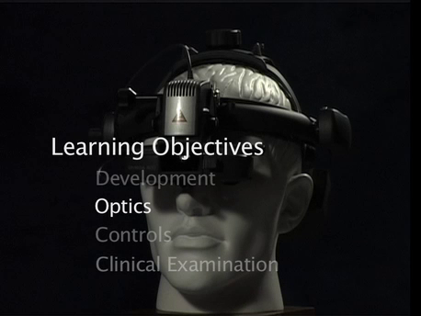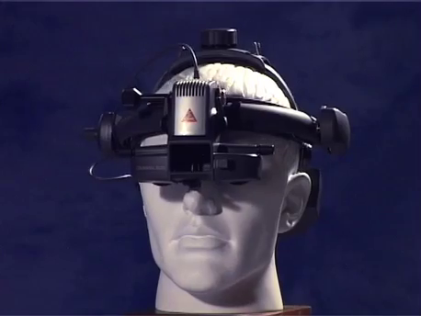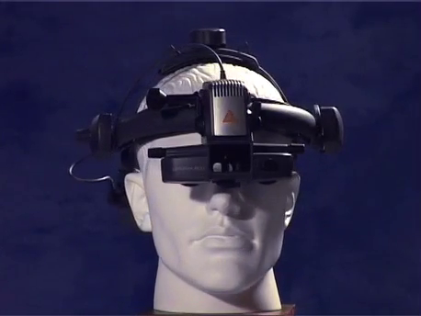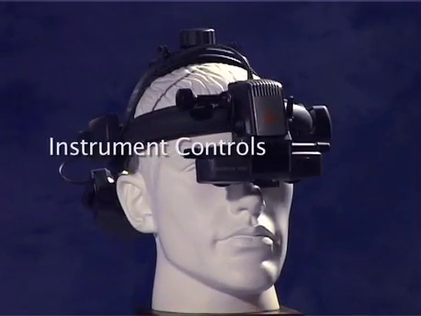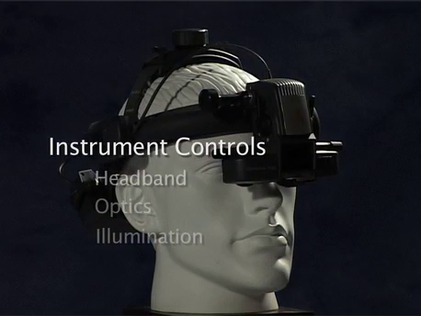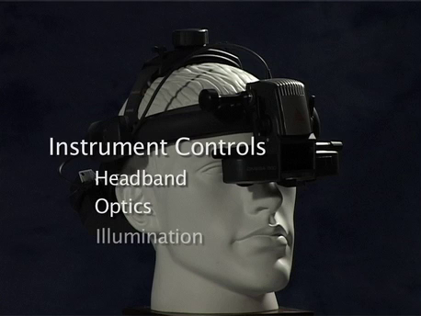So with the optics of the instrument more clearly understood, we'll now move on to explain its controls. Regardless of the manufacturer, all instruments share some standard basic features which comprise an adjustable headband fitting, a customizable viewing system for the examiner, and controls for tailoring the illumination.